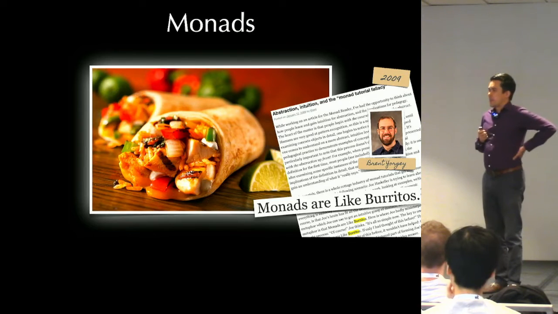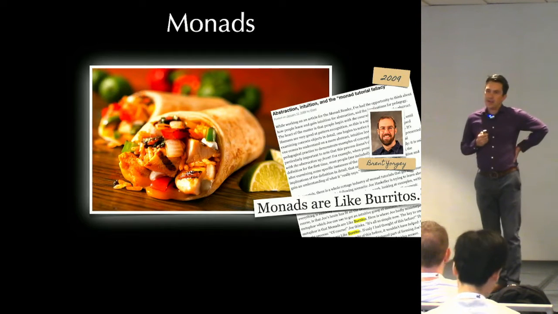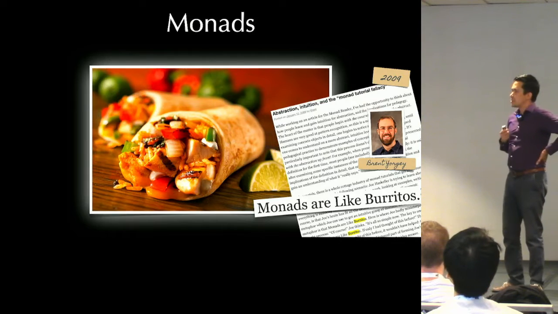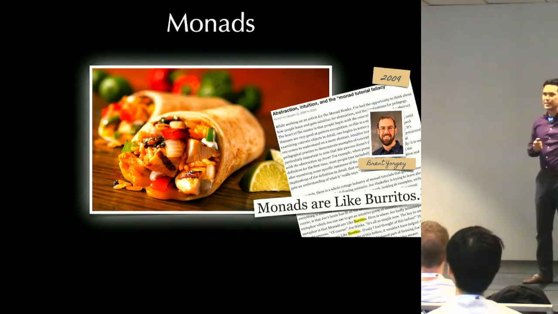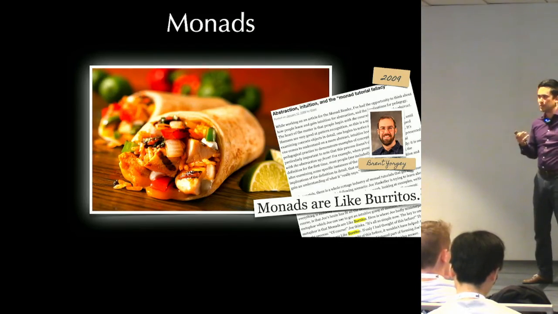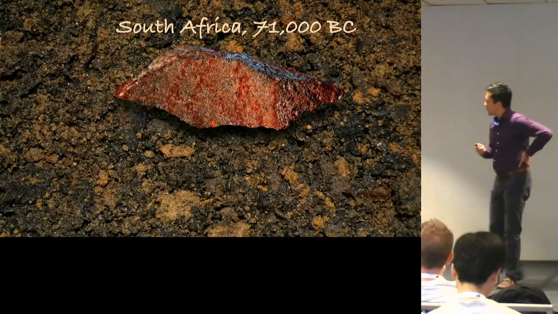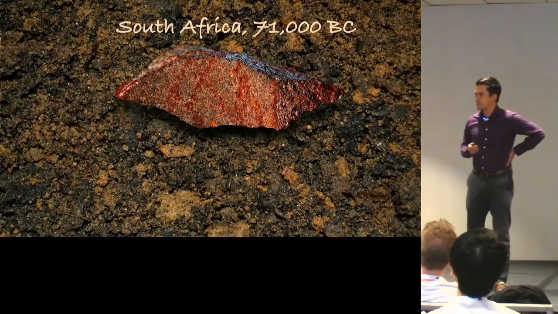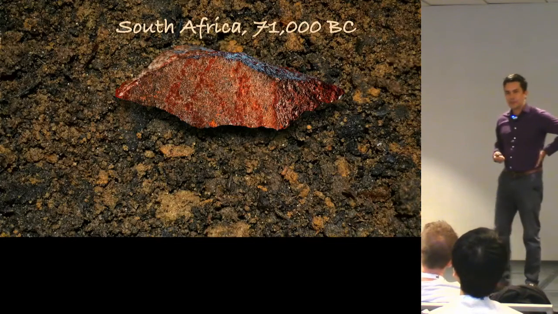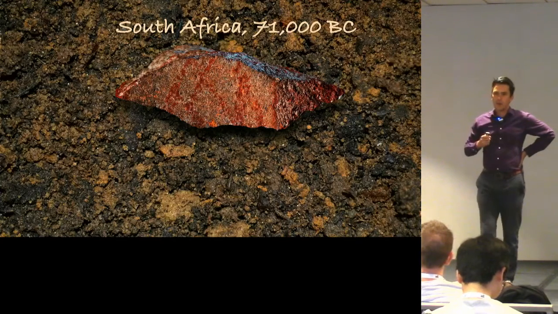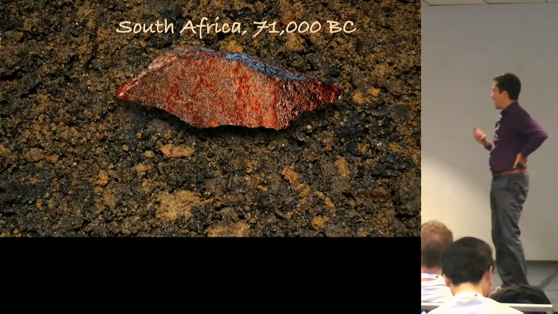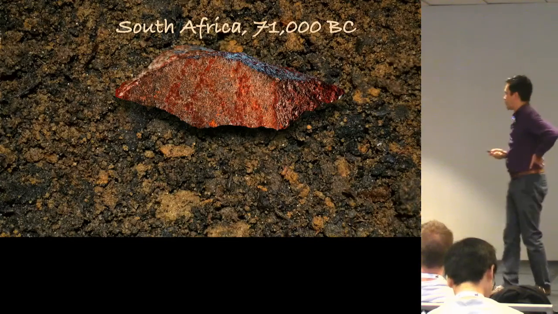So I'm about to do a prehistory of monads, but monads in the context of this community. In order to do that, I really need to go far back into ancient history of the memories of Haskell. And so I'm going to bring you to South Africa in 71,000 BC. What happened in 71,000 BC? Well, we have this rock. And this rock is actually the first object that we have that's been written on by any man at all.